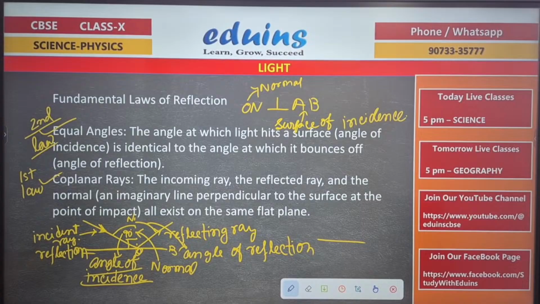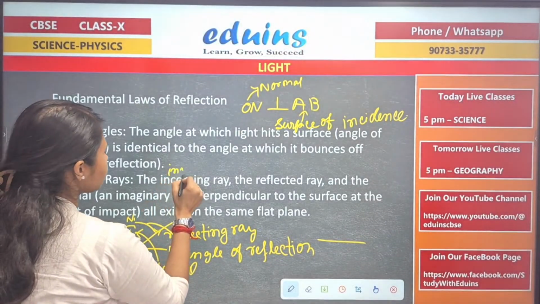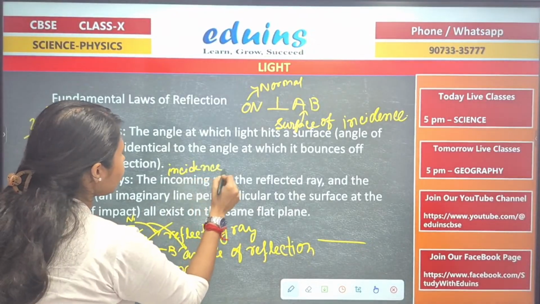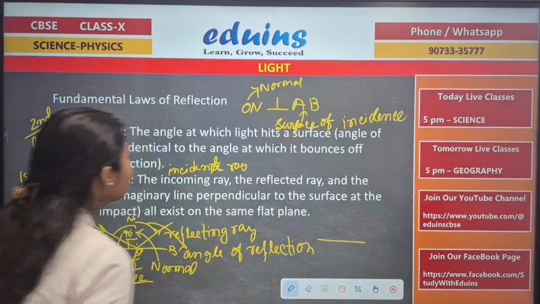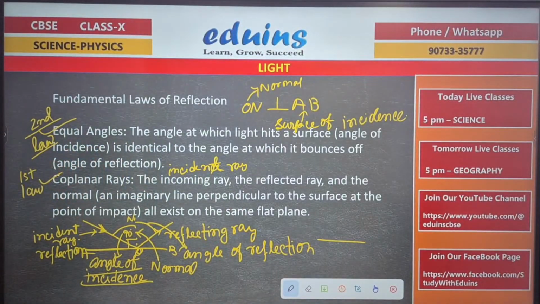Okay, so let us recapitulate the laws. Coplanar rays: the incoming ray, that is the incident ray. The incident ray, the reflected ray, and the normal all exist on the same flat plane. This is the very first law of reflection.